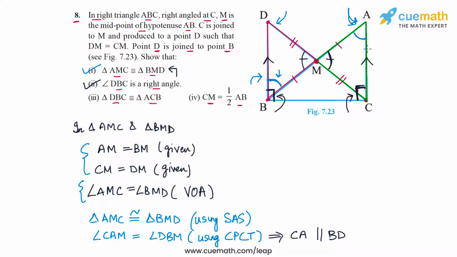And how did we do that? We use the fact that using CPCT, this angle, let me actually highlight it in color.